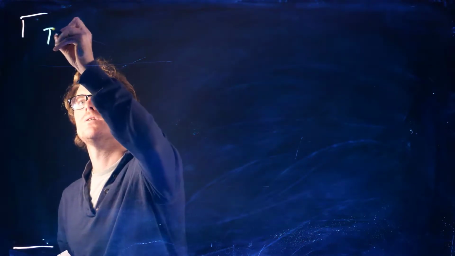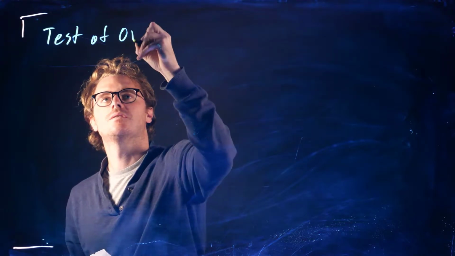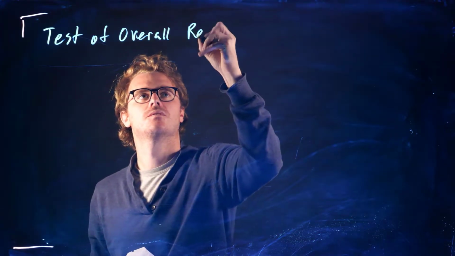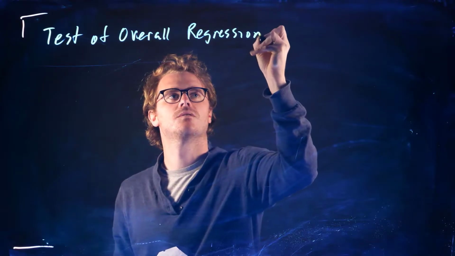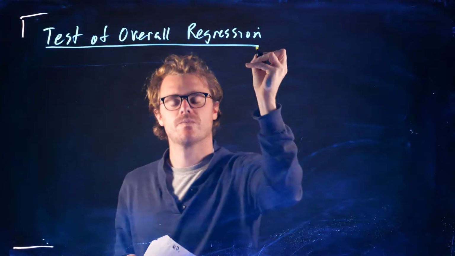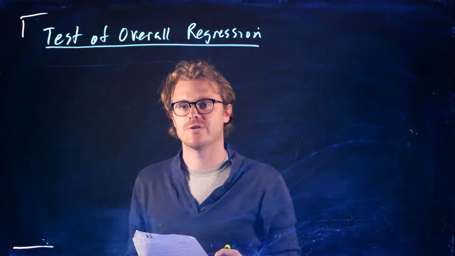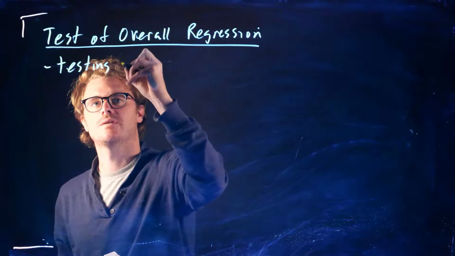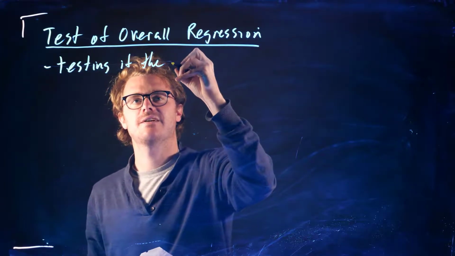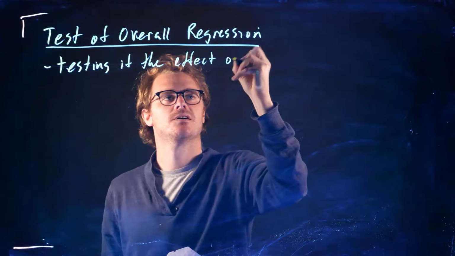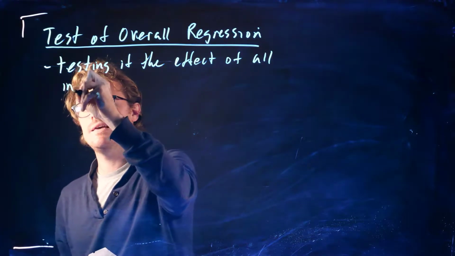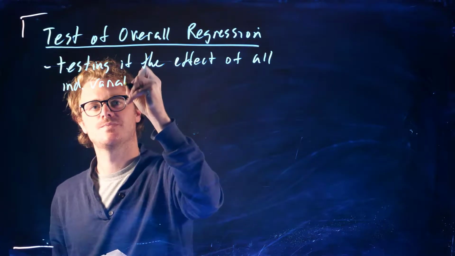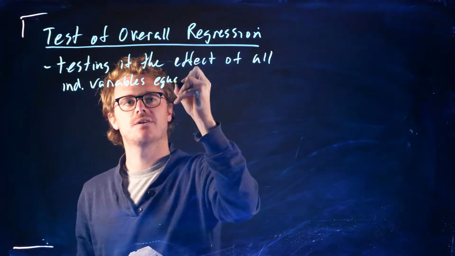All right, so now let's cover the test of the overall regression. So here we're testing whether all the slope parameters equal 0. So testing if the effect of all independent variables equal 0.